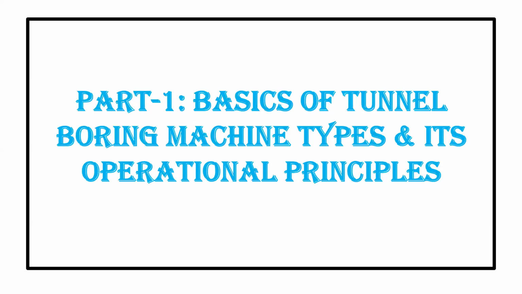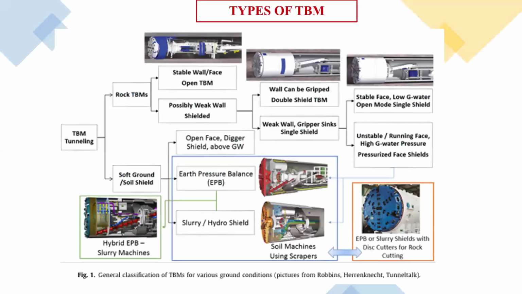Now, for the TBM machines, there are two types. One is used in rock, another in soft ground. Soft ground can be silt, clay, a mix of silt and clay, or sand. If it is a rock TBM, there are two types: one is called open TBM, another is called shielded TBM.